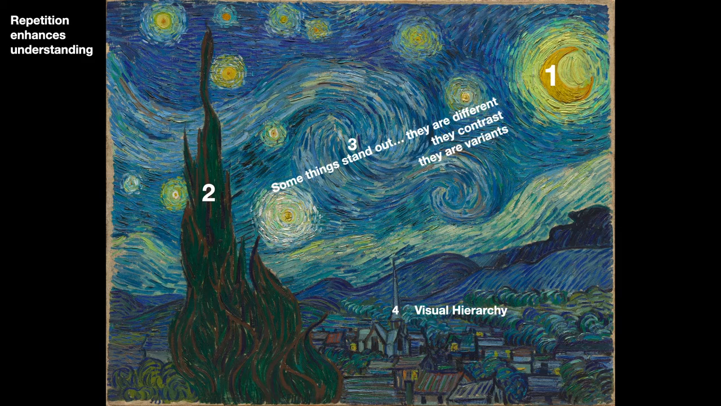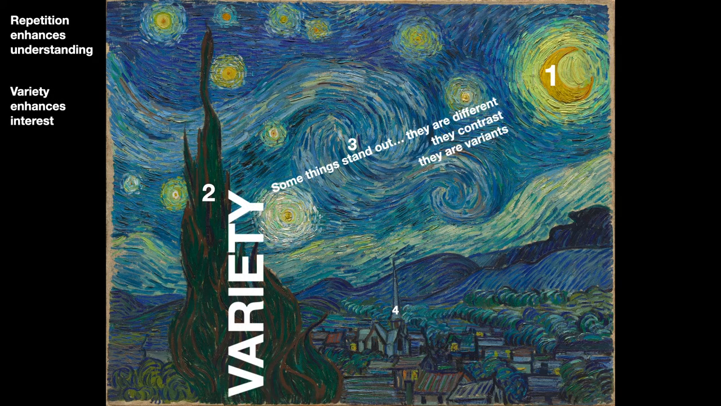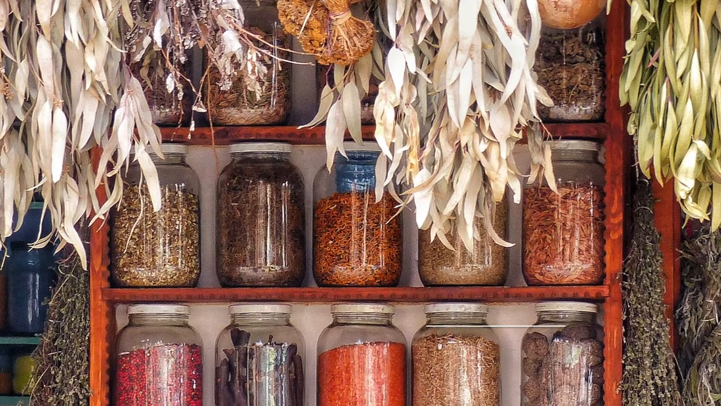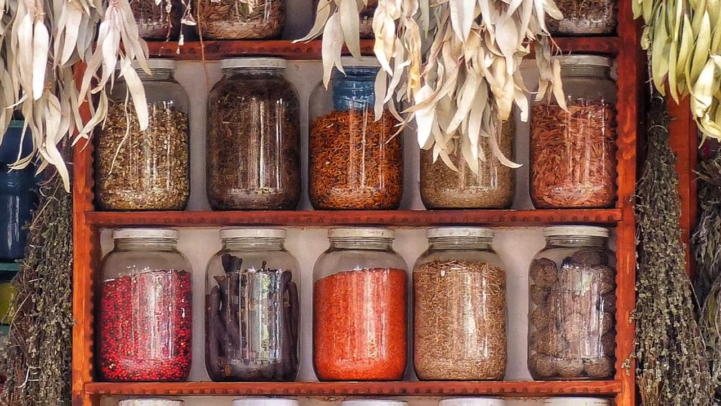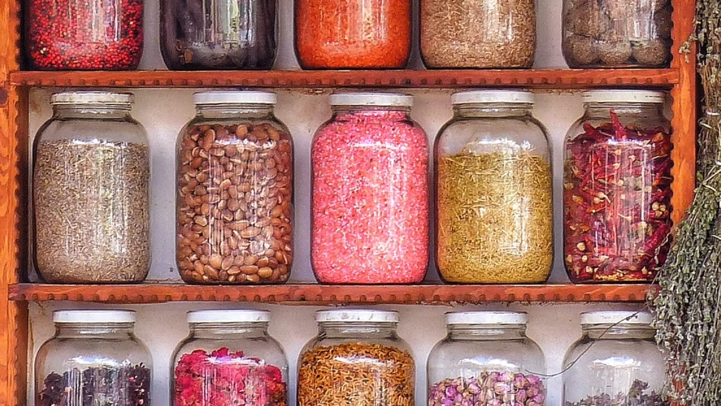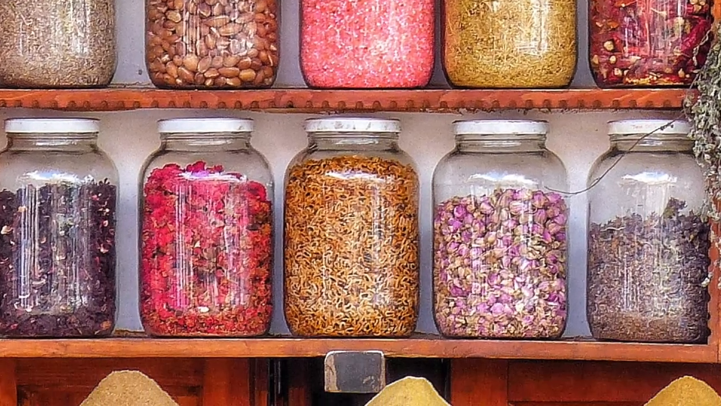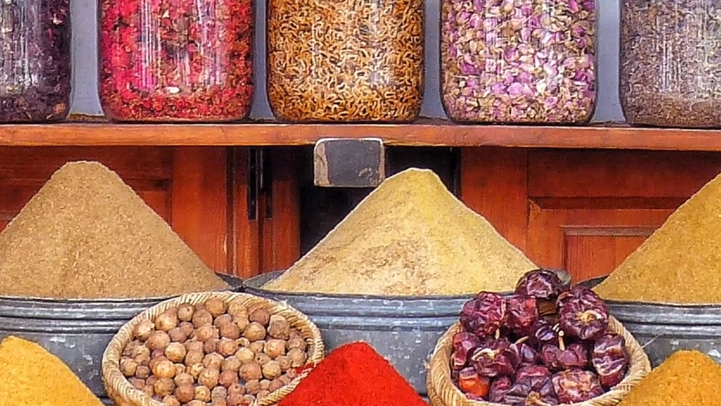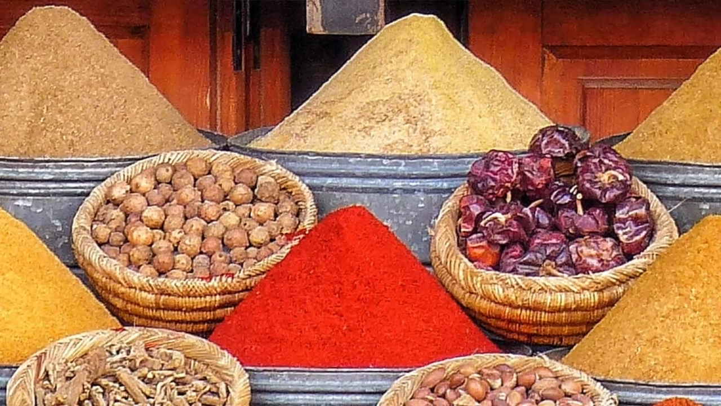I have numbered the moon here 1, so you can track how I am seeing the hierarchy playing out. 2 is also a major variant, 3 less so, and 4 even less. Variety enhances interest. You know, variety is the spice of life. Remember that phrase, dominance of majority, emphasis of minority? When there's less of something, your eye finds it because there's less of it, and it's different.